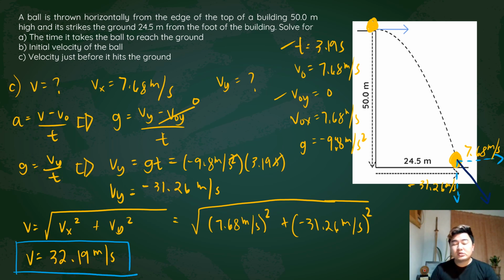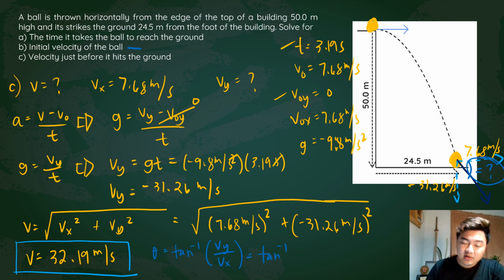But of course, we need to solve for the direction. The direction for the initial velocity of the ball was horizontal, or at 0 degrees, because it was launched horizontally. Therefore, the direction was 0 degrees. But for this one, we know that it's not, so we need to solve for the angle here. To solve for the angle, it still follows theta is equal to inverse tangent of your velocity in y over velocity in x.